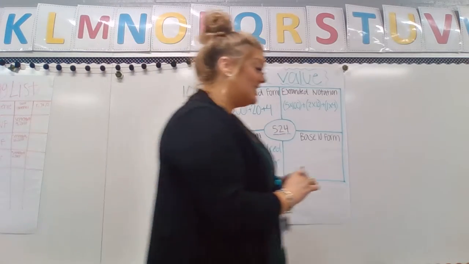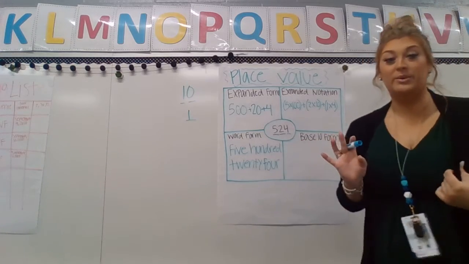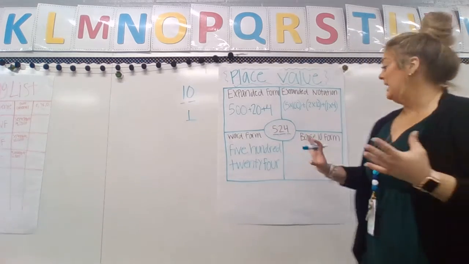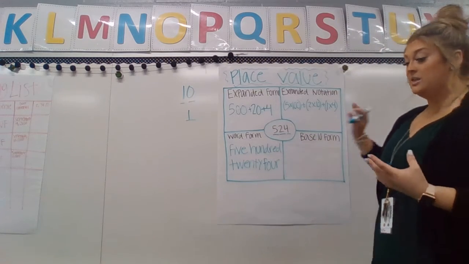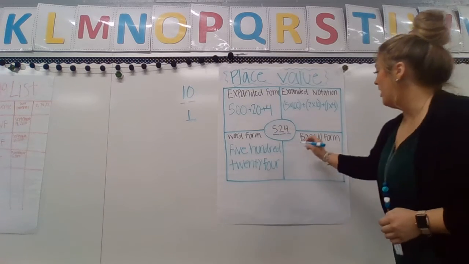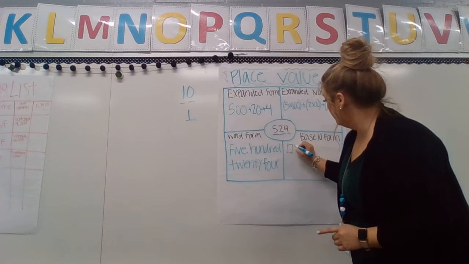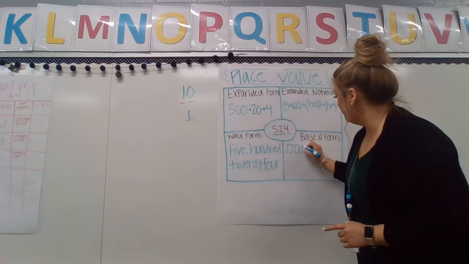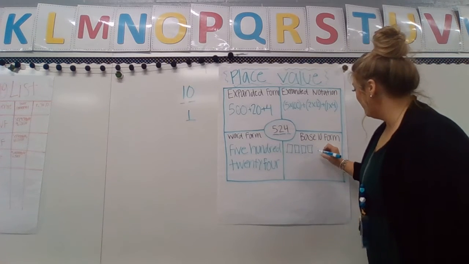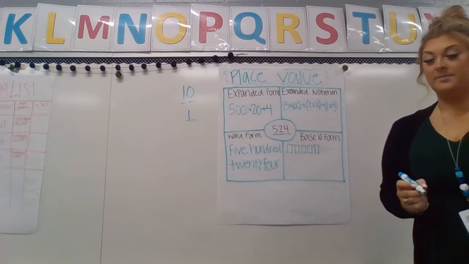Okay, so next, this one is a little bit fun. Base 10 form. So we're going to be drawing 524 with shapes. So we're going to start with our 5, and we're going to draw 5 squares. Well, those look a little bit more like rectangles. So 1, 2, 3, 4, 5.